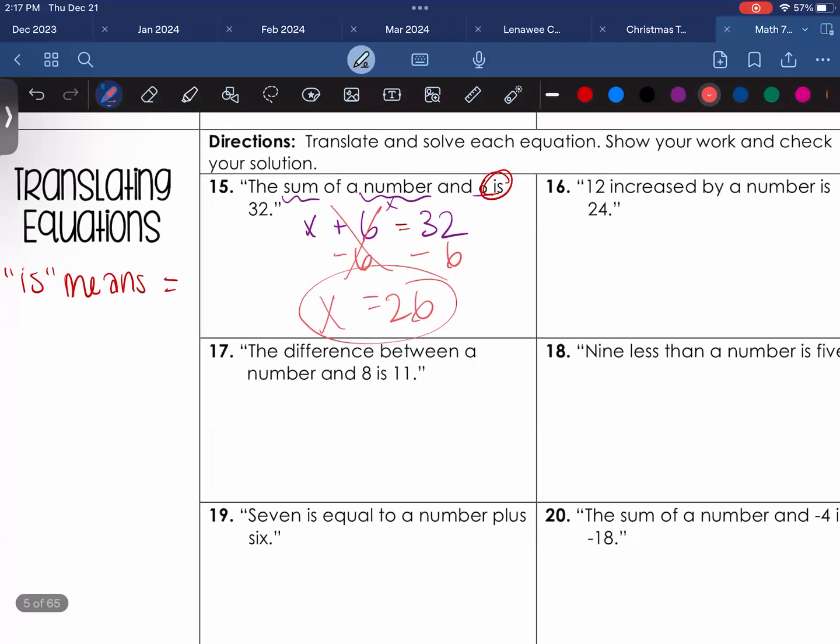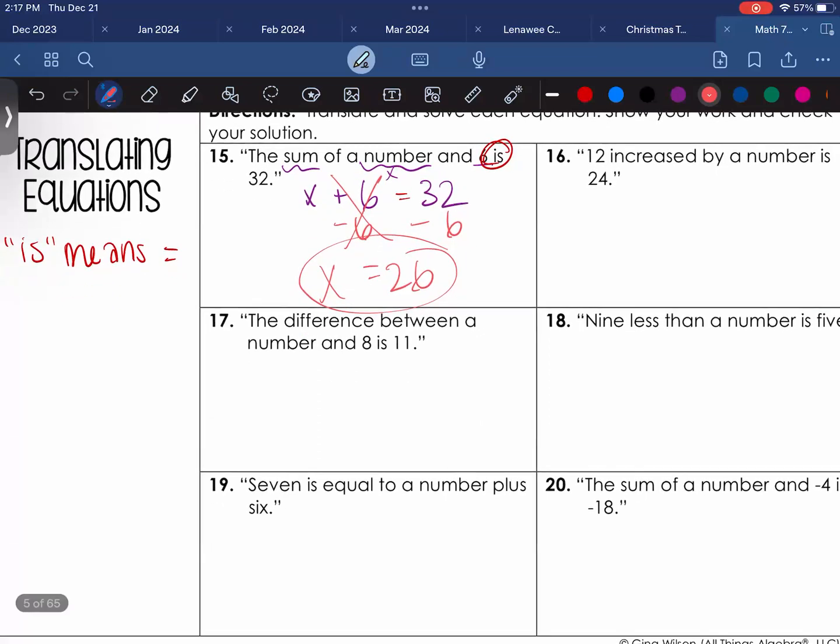Go ahead and try numbers 16 through 20, so the rest of them on the bottom, on your own. Pause here, write out the expressions, and then go ahead and play the video and see if you got your answers correct.